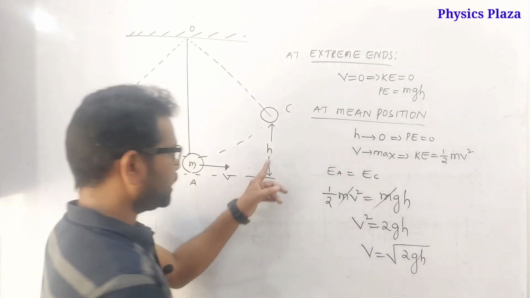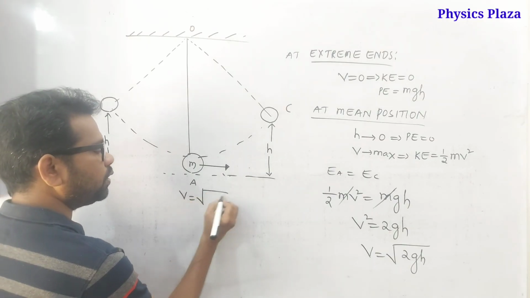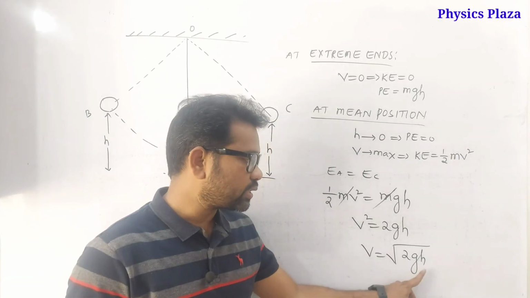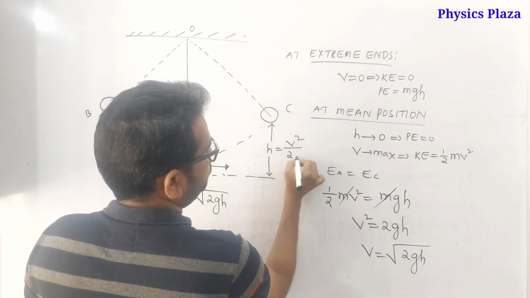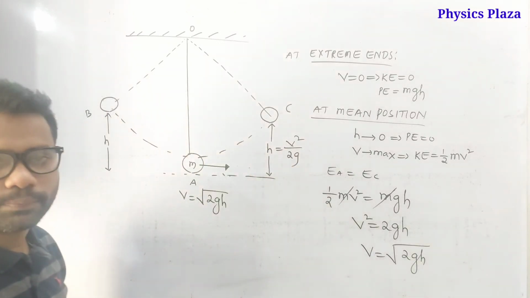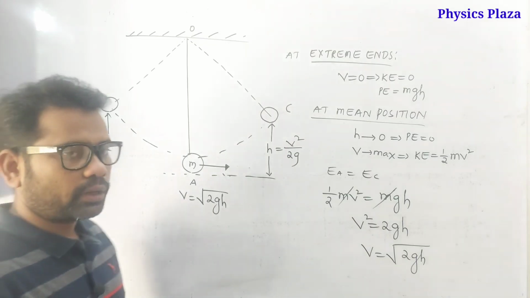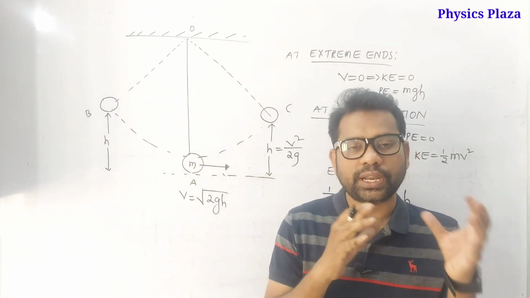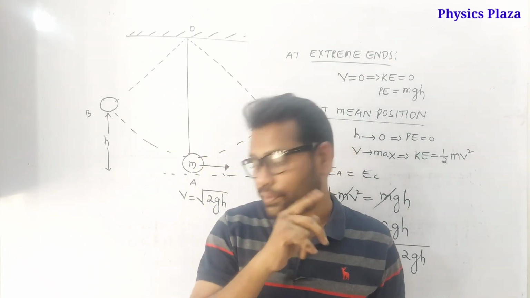So in order to raise a height h, children, what velocity should be given? Square root of 2gh. If the v value and g value are given, they will ask us to calculate the h value. Then h is going to be v square by 2g. Is it clear, children? Just copy it. It's very, very important. Now, children, from the examination point of view, as there is an exchange only between potential and kinetic energy, how this mechanical energy is related to the height is very, very important.